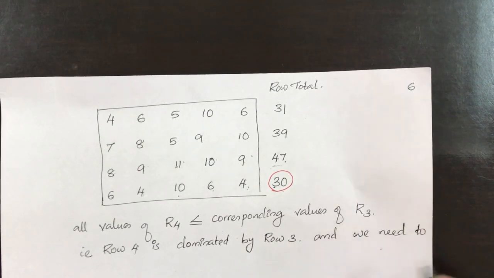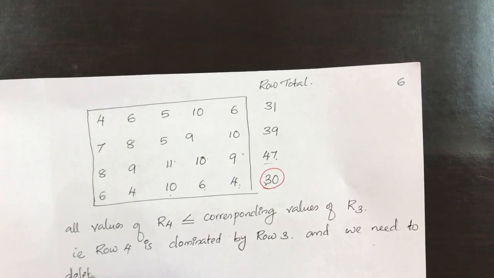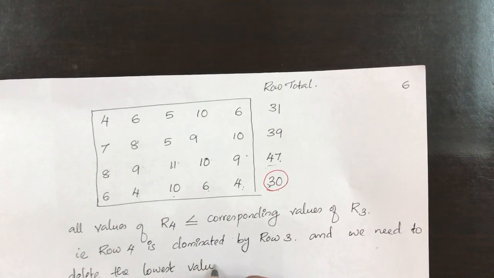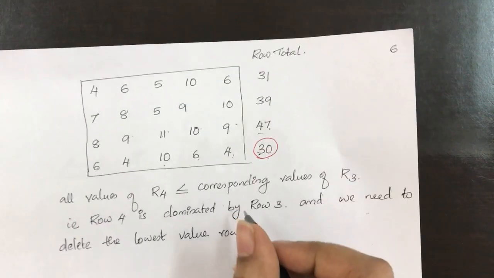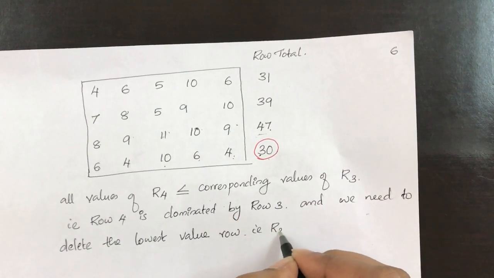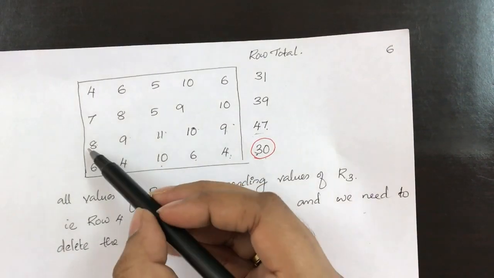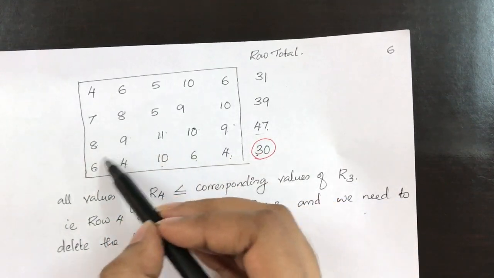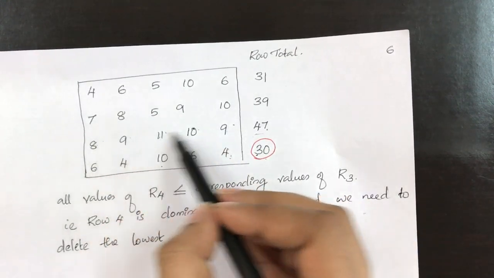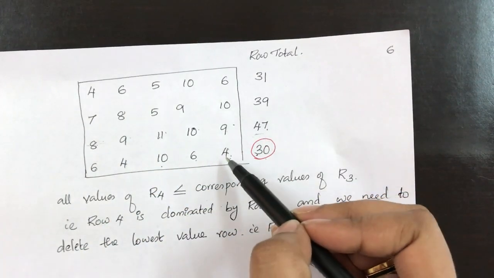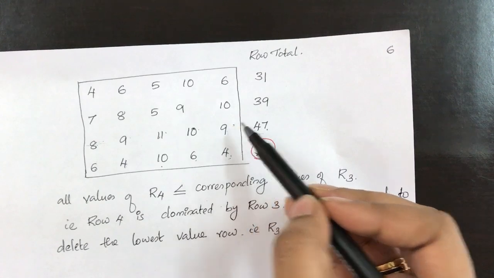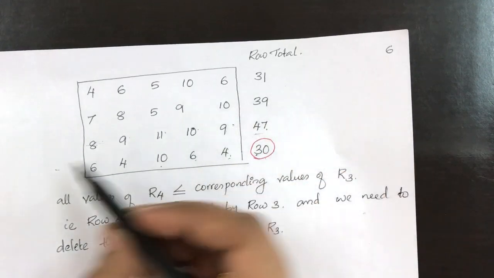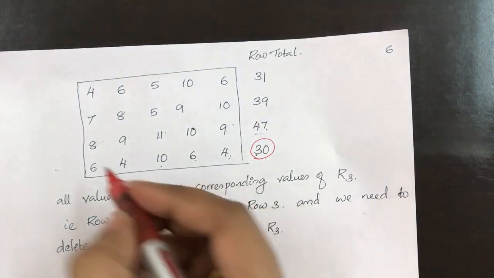we need to delete the lowest value row. Which is the lowest value row? That is R4. Clear? All values of R4 are less than or equal to corresponding values of R3. That is, R4 is dominated by R3. So we need to delete R4. R4 is dominated by R3, that is we need to delete R4.